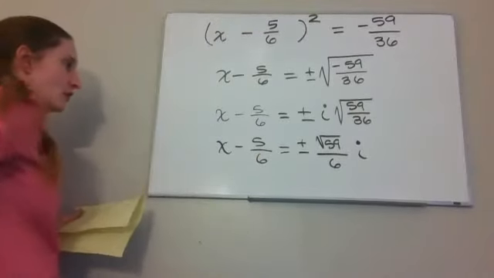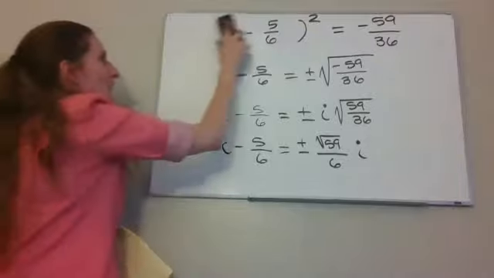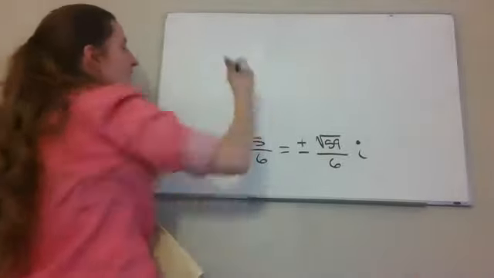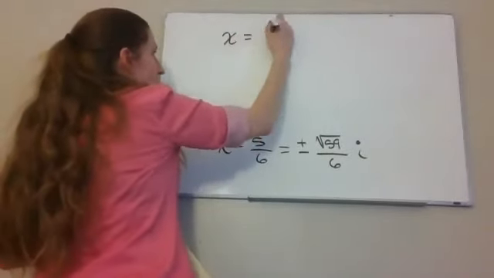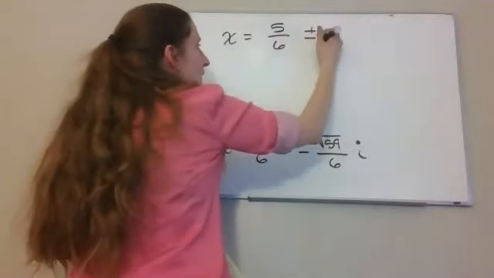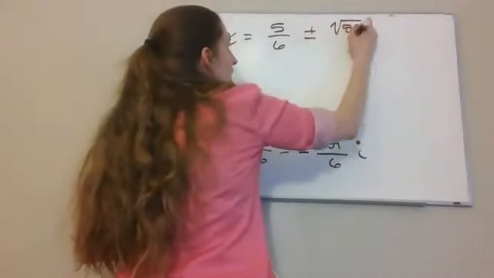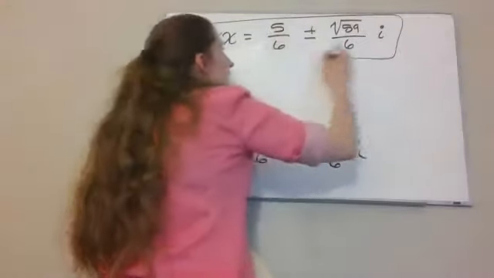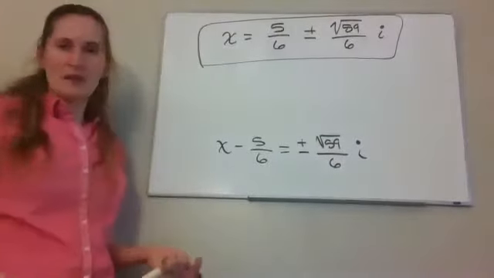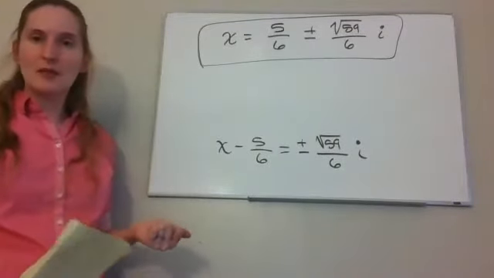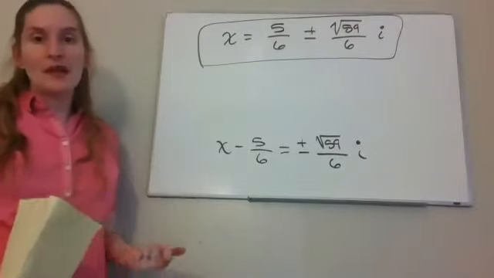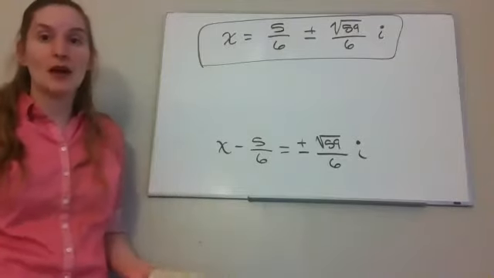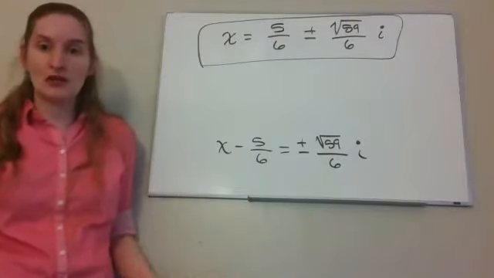All I have to do to finish the problem up then is add 5/6 to the other side of the equation, and I get my final answer of x equals 5/6 plus or minus square root of 59 over 6 times i. So that was a much more complicated completing the square example, but it still just follows those same steps. So as long as you know those steps, you should be able to complete the square on any of the problems that you have to solve a quadratic equation for.